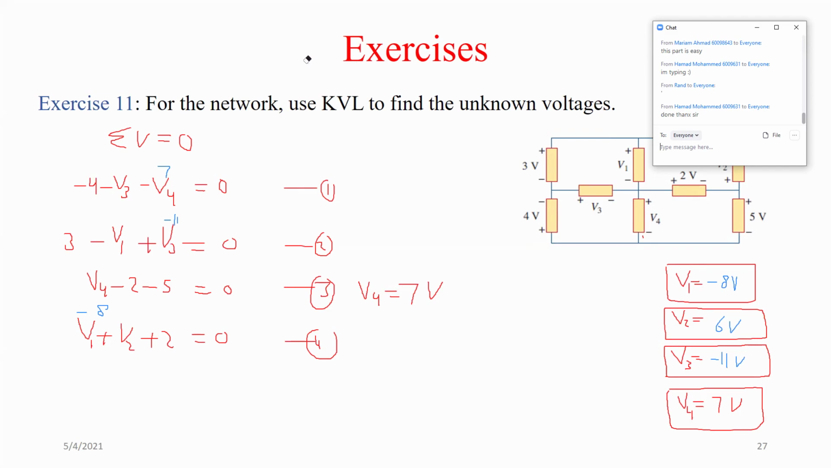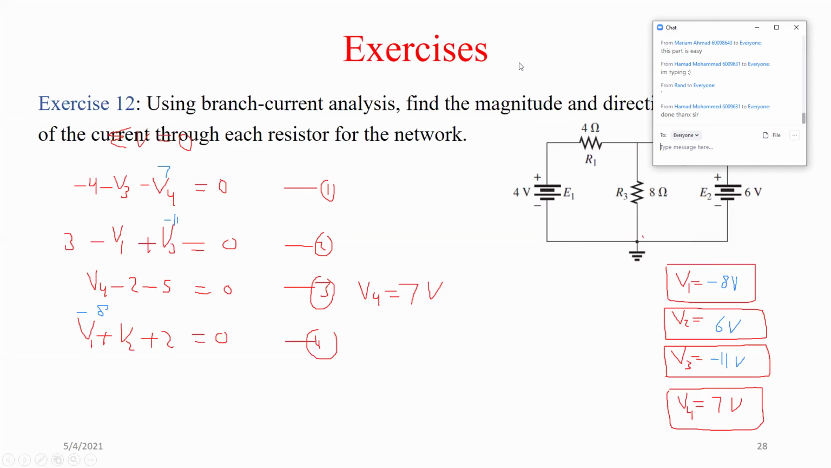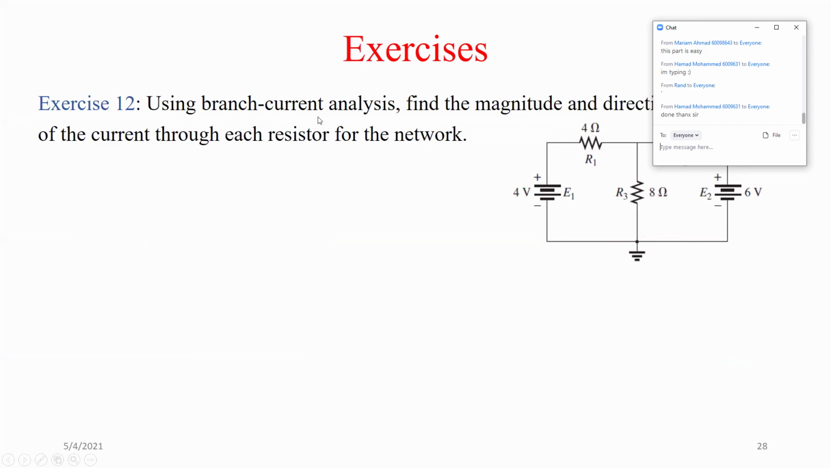Okay, the last question. This is the branch analysis. When you use the branch analysis, you're going to decide how many branches you have. So we're going to do the steps step by step. So first we find the intersections. This is 1 and this is 1. Branches, we have this is 1 branch, this is 2, this is 3. So we have 3 branches.